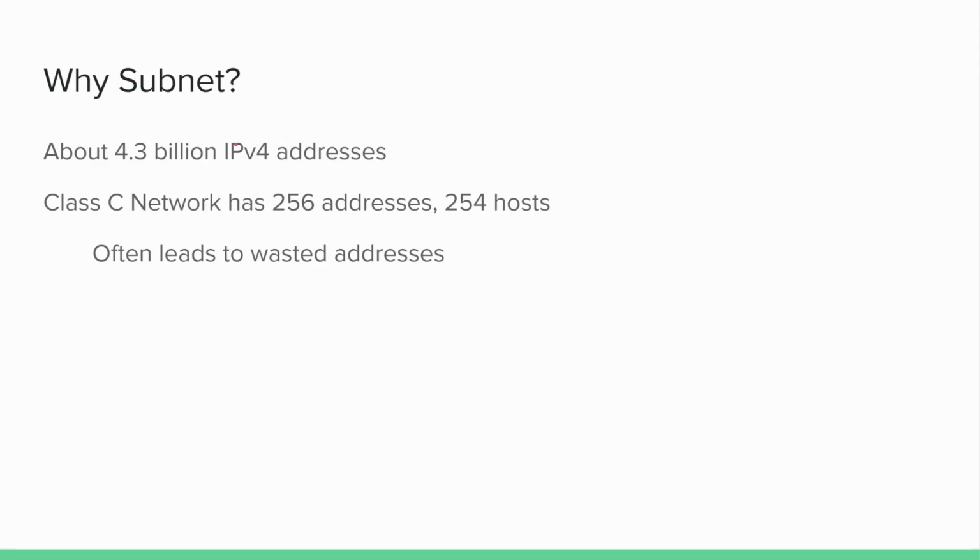So why subnet? The current IPv4 address space contains about 4.3 billion address spaces, which is a lot, but it's actually not enough for all the devices we have today. We've actually already run out of IPv4 addresses. So while we do have techniques like NAT, network address translation, to help with that, before we have to rely on those, we want to make sure we're using all our addresses as efficiently as possible.